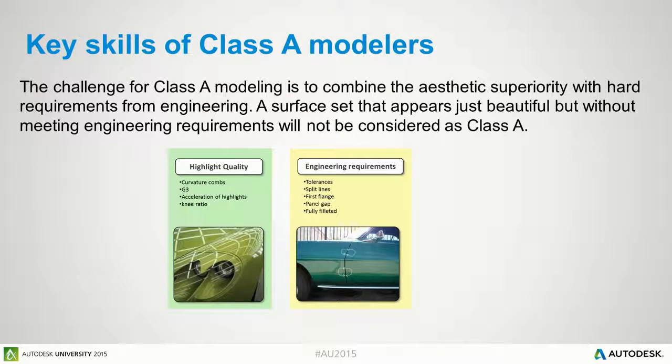The challenge is what I just mentioned, taking all these engineering requirements, but solving the problem in an aesthetically pleasing way. So a surface set that's just beautiful without meeting engineering requirements, no one's ever going to see it because you can't make it. So it could be as beautiful as anybody wants, but if you can't make it, no one will ever see it. Okay, so you have some of these little notes here, you know, curvature cones, G3. These are just a few things used to determine the quality of surfaces, but the big job is combining those two with a nice solution.